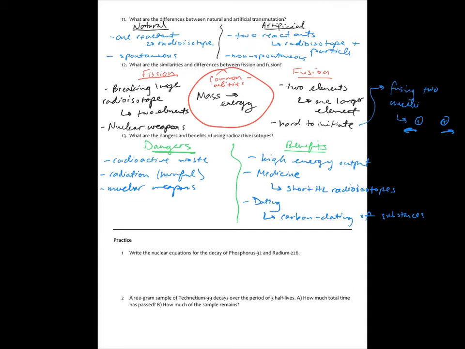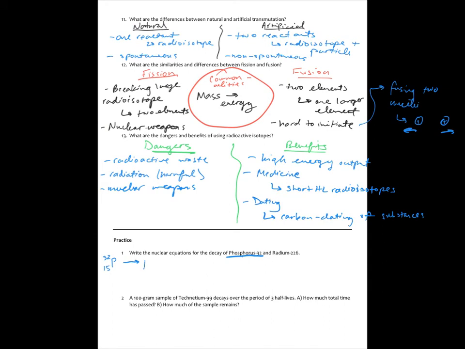Okay. And now practice questions 1 and 2. Write the nuclear equations for the decay of phosphorus-32 and radium-226. So that requires us to use the reference tables, table N and table O. So let's start with phosphorus. Alright, phosphorus-32 I'm going to highlight in blue. So phosphorus-32, you look it up, the symbol is there. Phosphorus is also element number 15, I believe. And it undergoes beta decay.